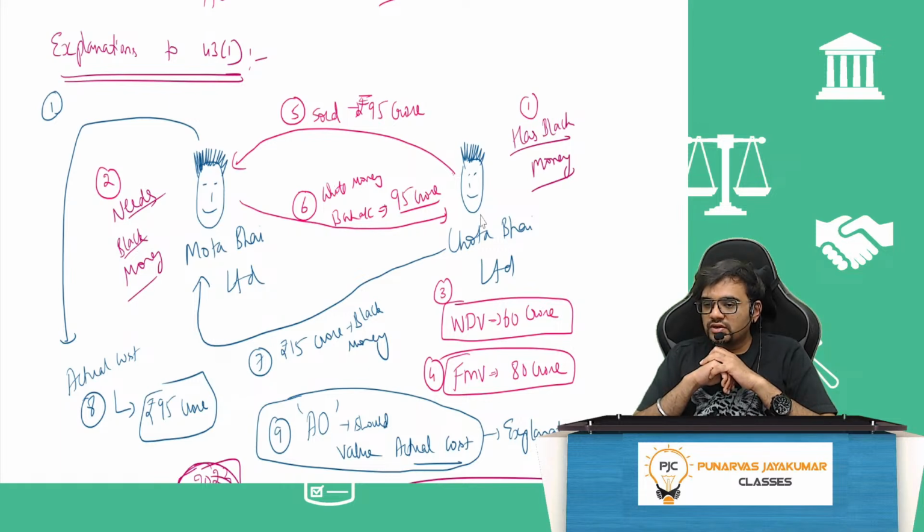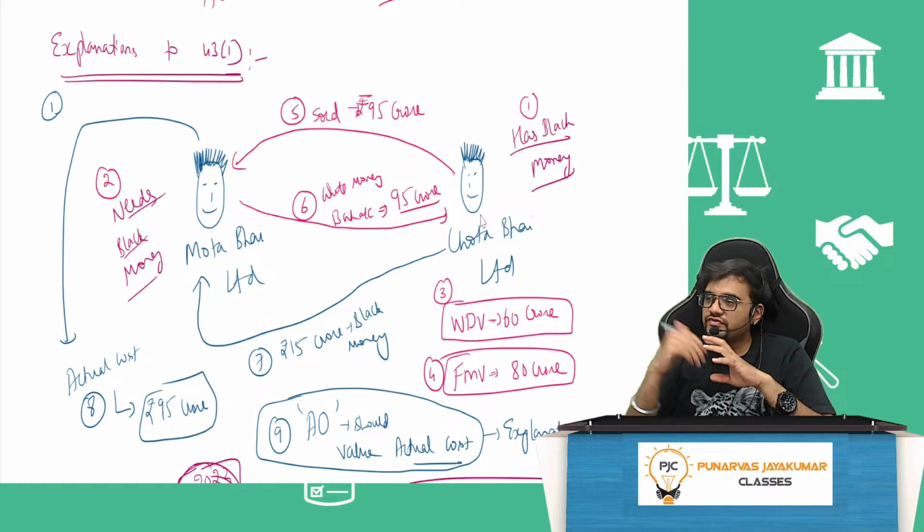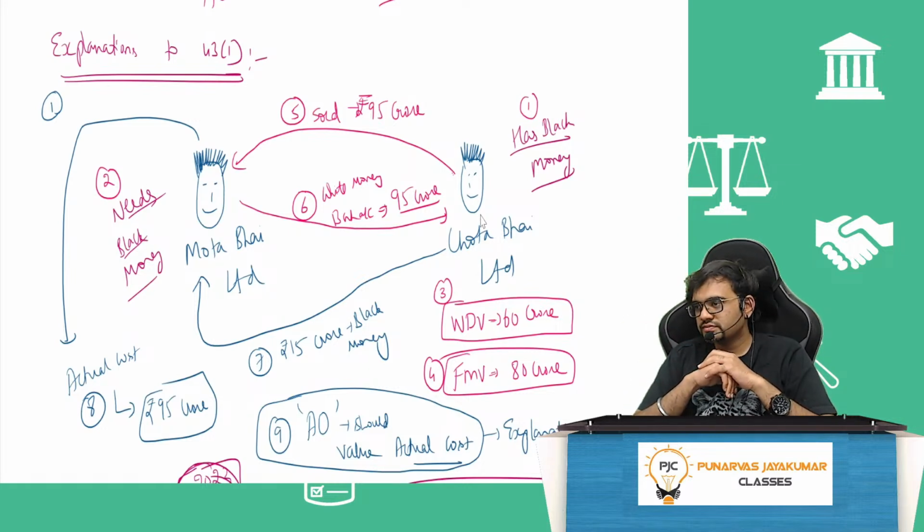Second, Chota Bhai got the asset at 15 crore. He made a short-term capital gain, but he had other losses he could easily set off. Mota Bhai, an asset which is WDV 60 crore, he gets to record it at 95 crore and claim enhanced depreciation. Full cheating. What is the actual cost of this? He wrote it as 95 crore and started claiming depreciation.